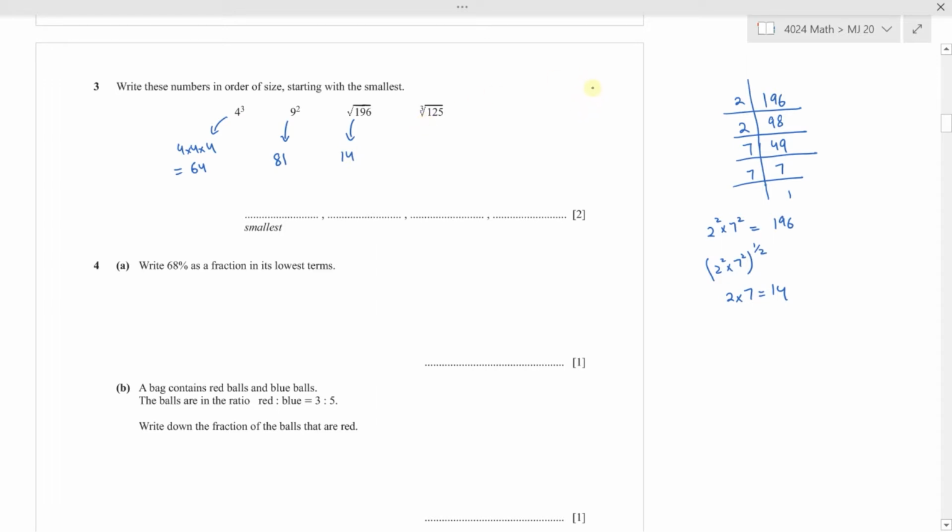And then you have to calculate the cube root of 125. So if I factorize 125, I have 5 times 2 is 10, to 25.